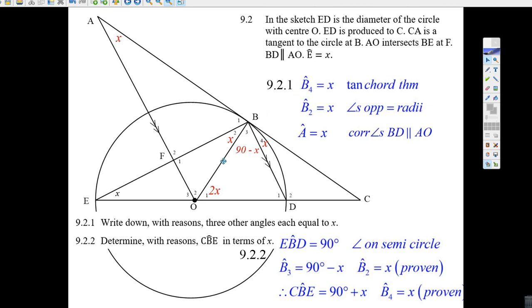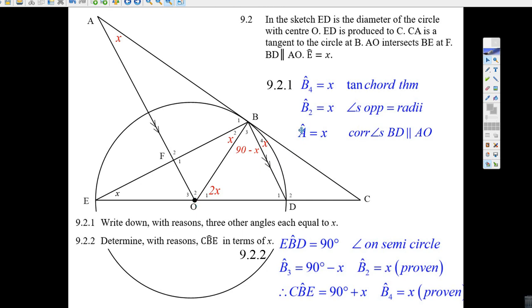In the sketch, ED is the diameter of the circle straight across. The center is O. ED is produced to C. It goes way out here. The line goes straight out to C. And CA is a tangent to the circle at B. This is a tangent line, CA. That's important. AO intersects BE at F. Okay, right there. And here's a big one. BD is parallel to AF. We're going to use that quite a bit.